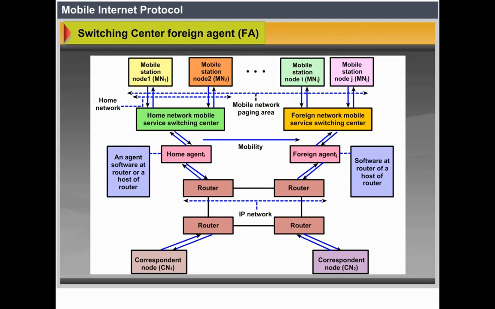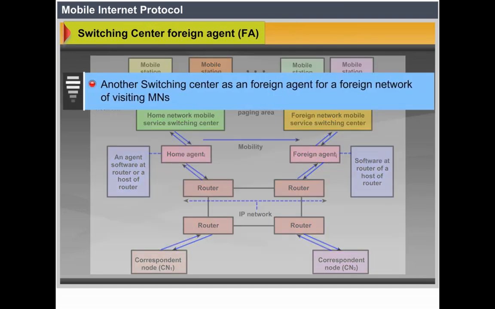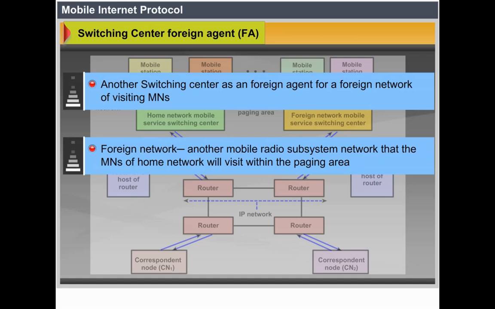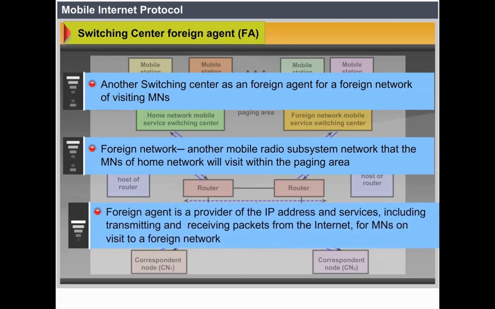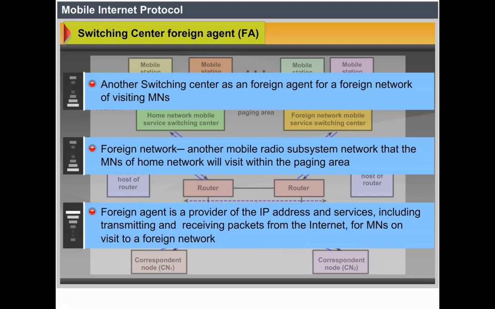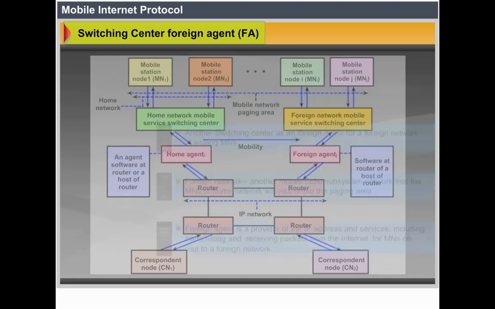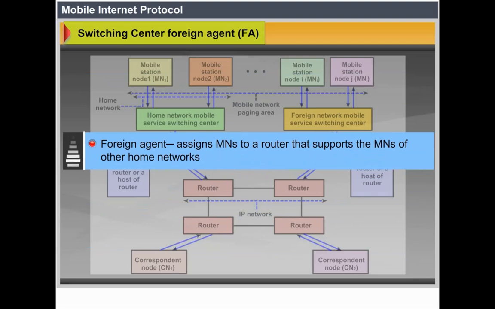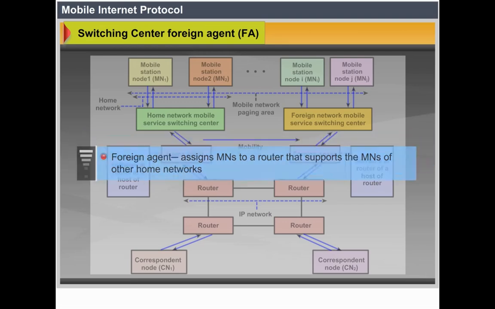Switching Center Foreign Agent FA. Another switching center acts as a foreign agent for a foreign network of visiting MNs. A foreign network is another mobile radio subsystem network which the MNs of the home network visit within the paging area. A foreign agent is a provider of the IP address and services, including transmitting and receiving packets from the Internet, for MNs on visit to a foreign network.